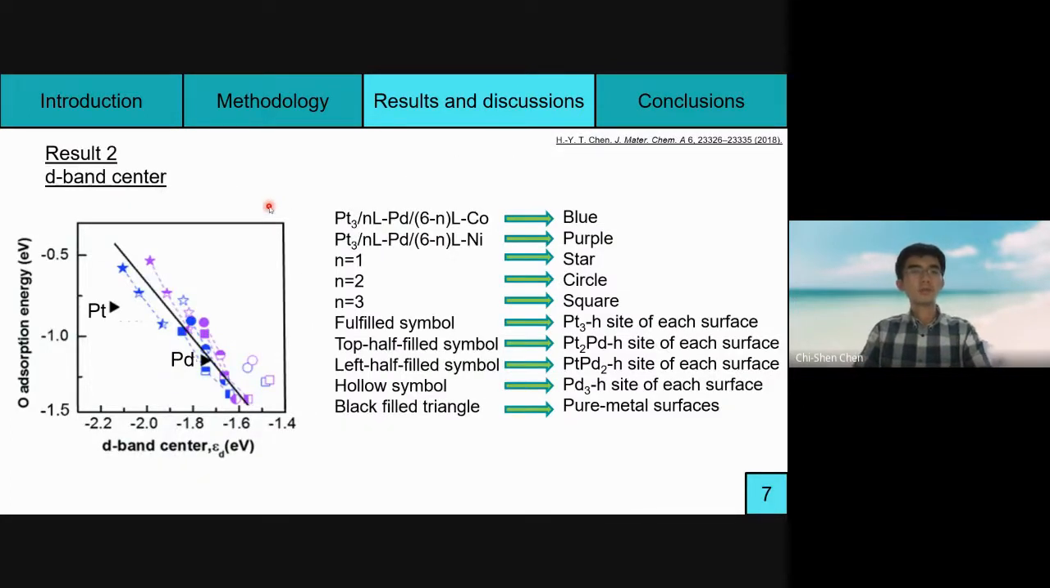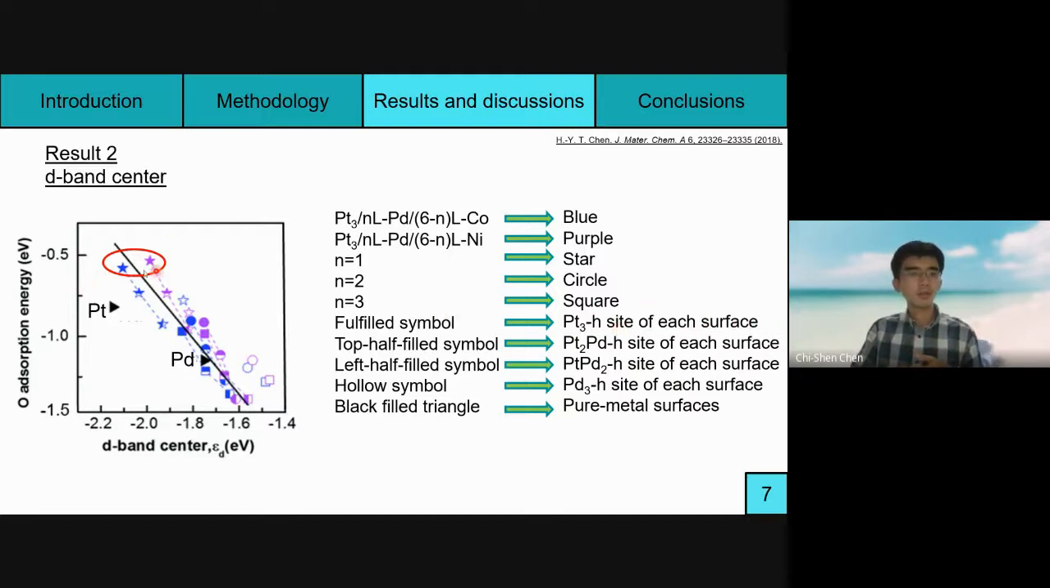Second, we also calculate the D-band center for all our models. We can see these two models. They are in a star shape, which means n equals 1. They refer to 1-layer platinum, 5-layer cobalt, and 1-layer platinum, 5-layer nickel, and they are four-field symboled. That means they are in the platinum 3 hollow site on each surface.